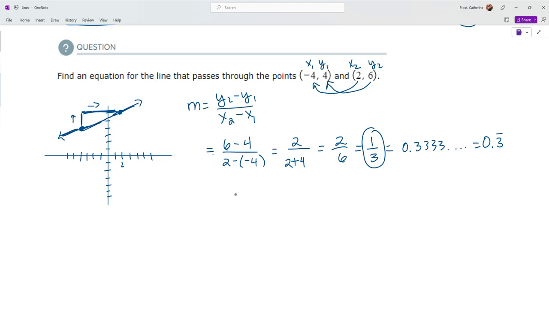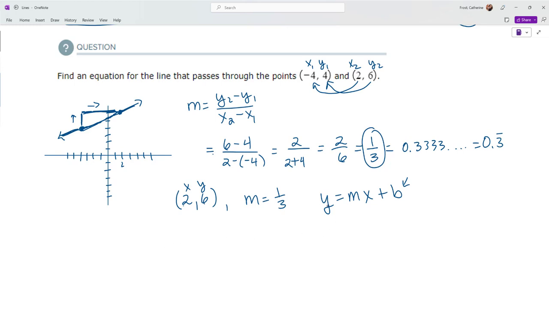Okay, so now we're going to pick either of these 2 points. I'm again going to pick the one where everything's positive because I tend to make sign errors. So (2, 6) is going to be my x and y. And we just found that m is 1/3. So we're plugging into y equals mx plus b and solving for b. It's going to be some kind of fraction, but something that works out to be a little more than 5.